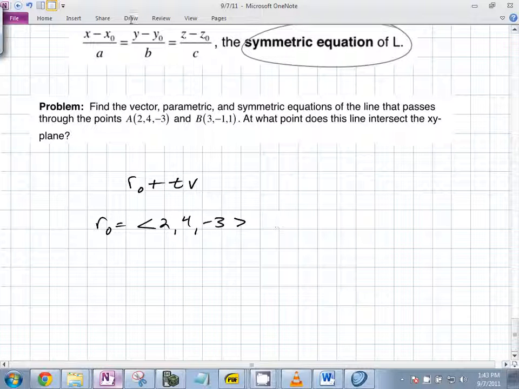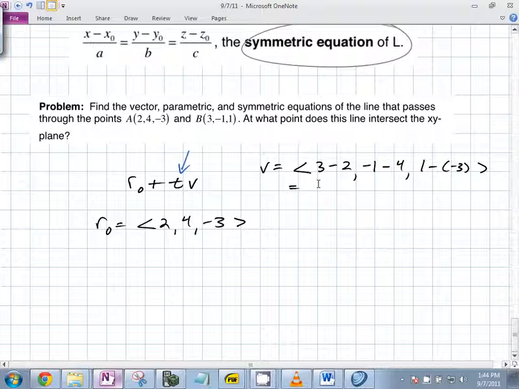T, you don't solve for T. T is just the index variable. So what do we need to solve for? What's the only thing left? V. V is parallel to the line. So how do we get the direction vector? Go from A to B. So what is V going to be? You can actually do this out. V is going to be the vector 3 minus 2, -1 minus 4, 1 plus 3, exactly. So V in this case is going to be 1, -5, and 4.